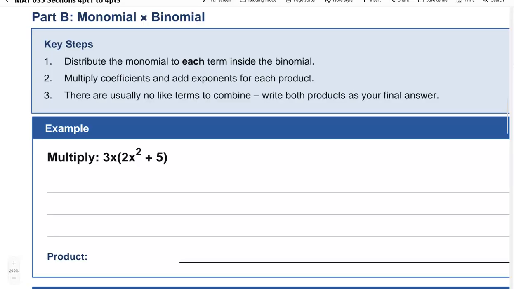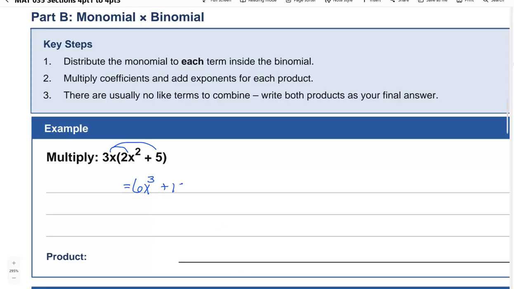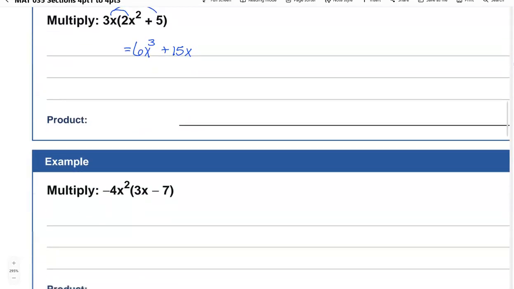So now let's look at monomials times binomials. So here's where we're going to start using that distributive property. We're going to multiply that 3x to the binomial 2x squared plus 5. So 3x times 2x squared is going to give us a 6x cubed. Multiply the numbers together, 3 times 2, then we multiply x times x squared, and when we do that, we add those exponents. And then we're going to do 3x times that positive 5. That's going to give me a positive 15 times x. So there's our multiplication for those.